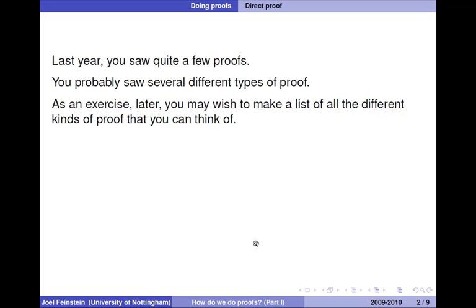So last year, you would have seen lots of different proofs and lots of different kinds of proof. And as an exercise, you can make a list of all the different kinds of proofs that you can think of, and see if you compare with your friends and see if you've come up with every different kind of proof that you think you've seen so far.